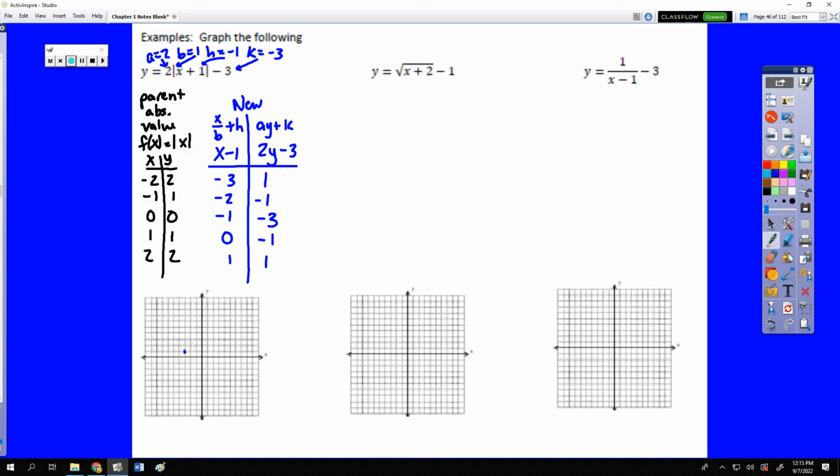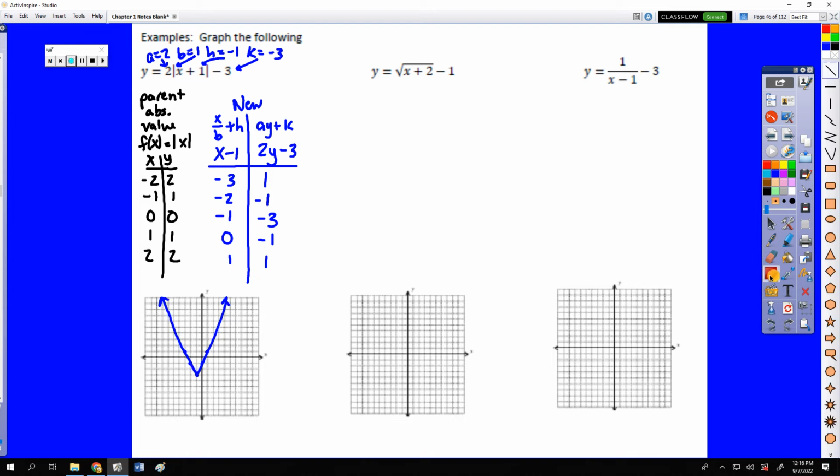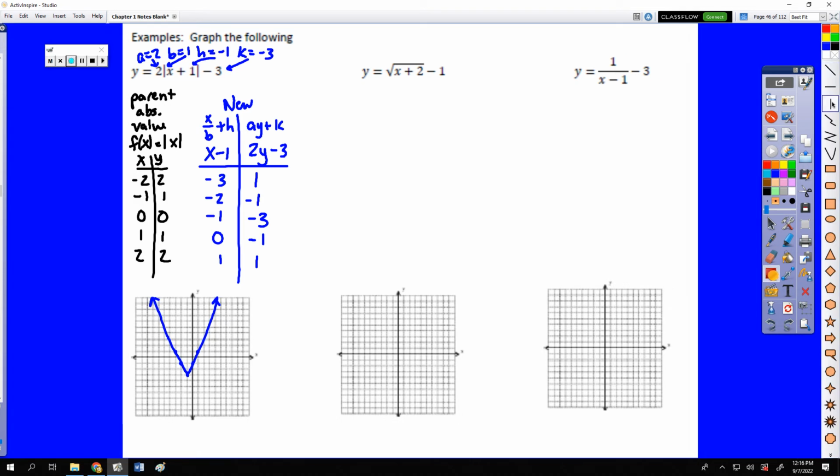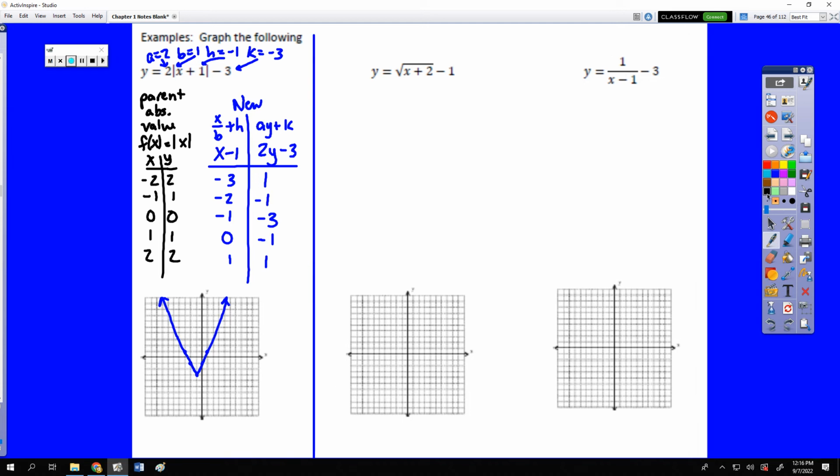So (-3, 1), (-2, -1), (-1, -3), (0, -1), and (1, 1). There again is our distinctive V shape. Notice that it has been stretched vertically by a factor of 2, creating a steeper picture than our example earlier.